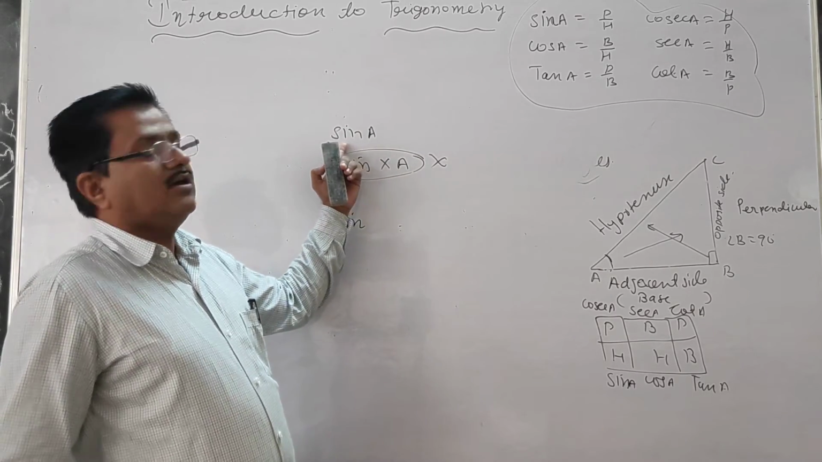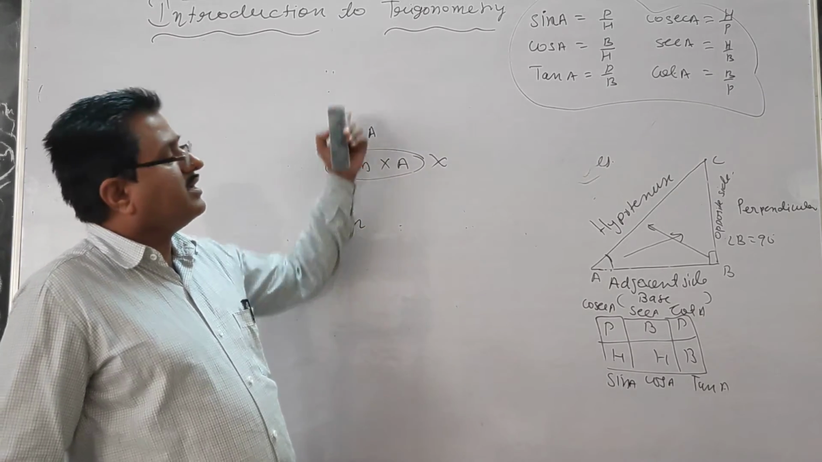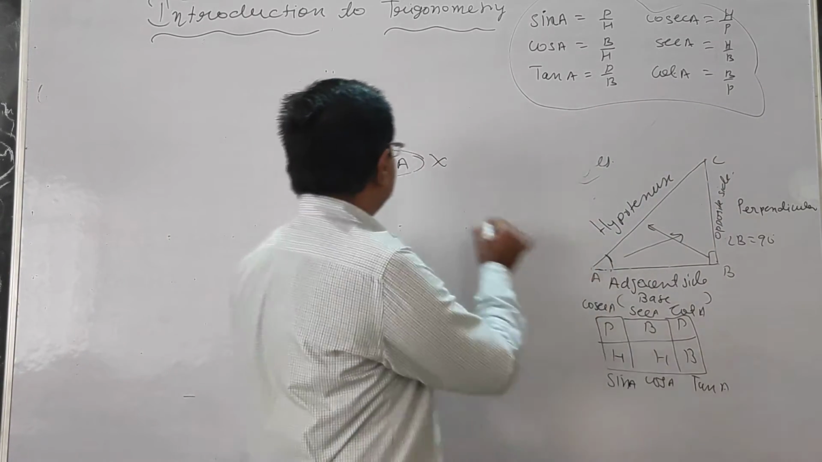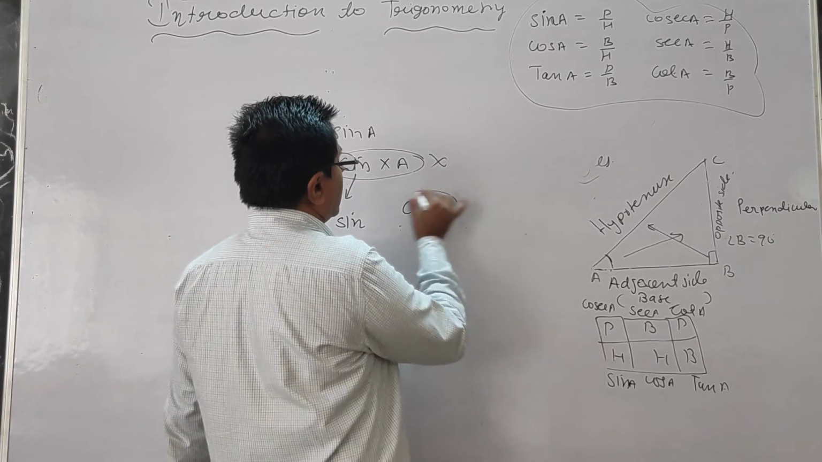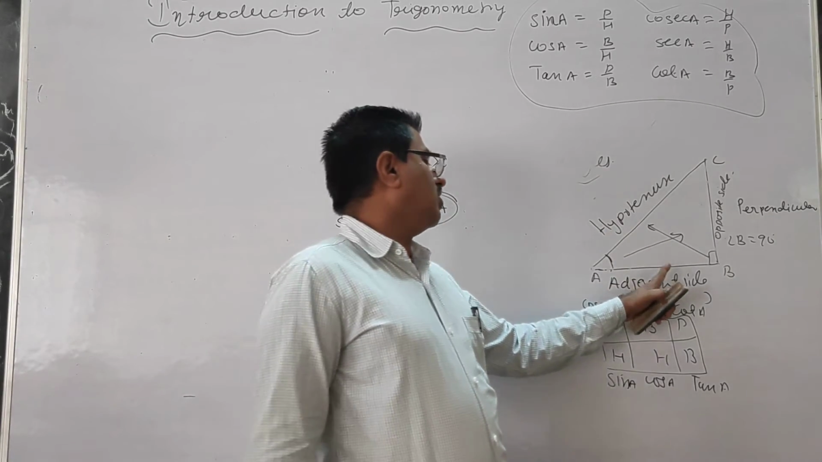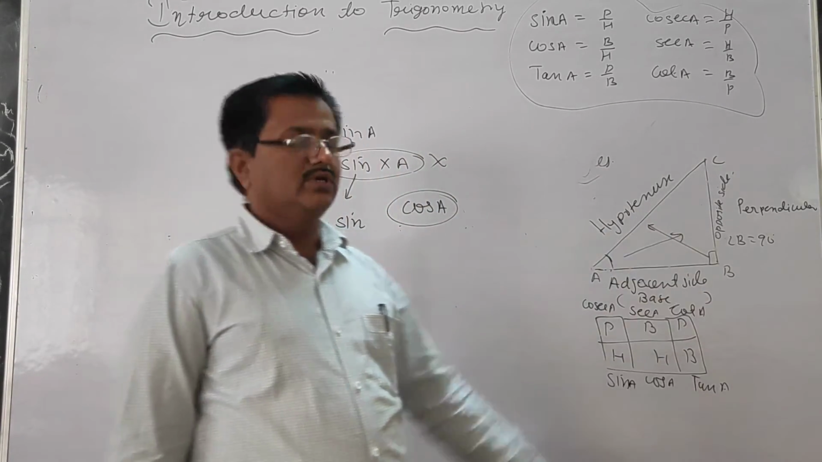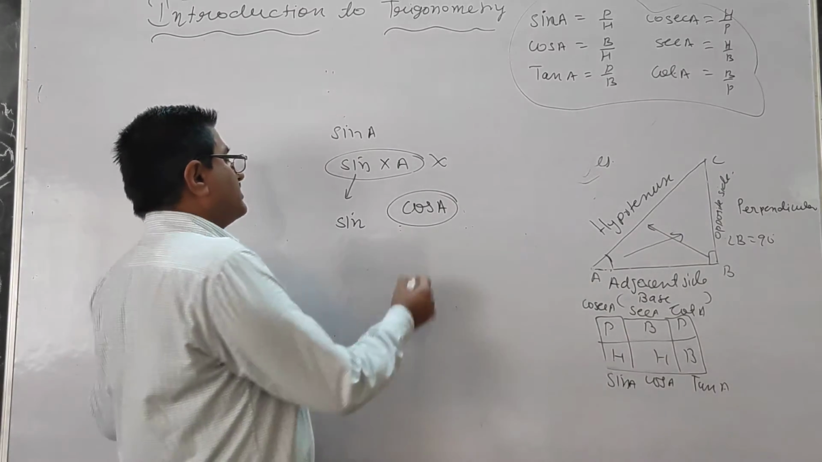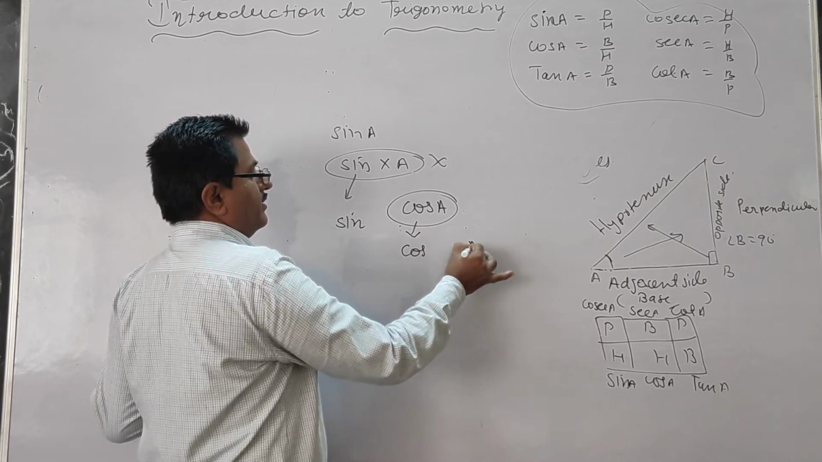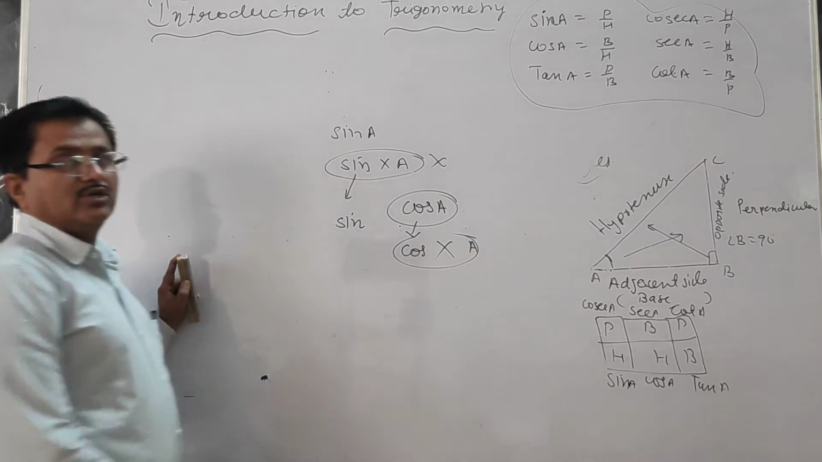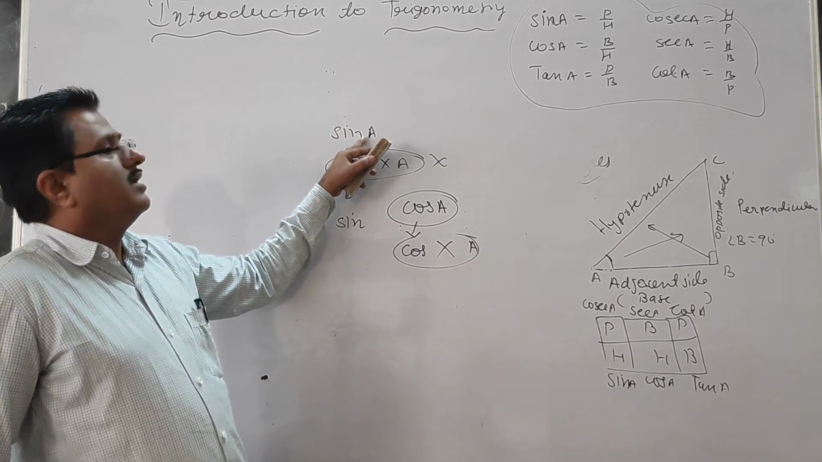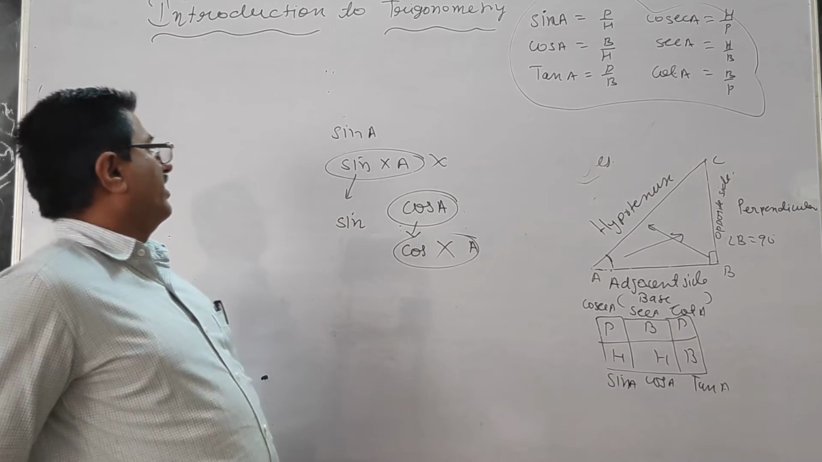Sine A is the operator. What is the value of sine A? That is the ratio of the perpendicular to the hypotenuse. Similarly, cos A is also an operator, and it means the ratio of base upon hypotenuse. Clear? Similarly, the other trigonometric ratios have no separate meaning. Cos and A separately have no meaning. So always write it with sine A or sine B or sine C, whatever the angle may be. This angle may be different.